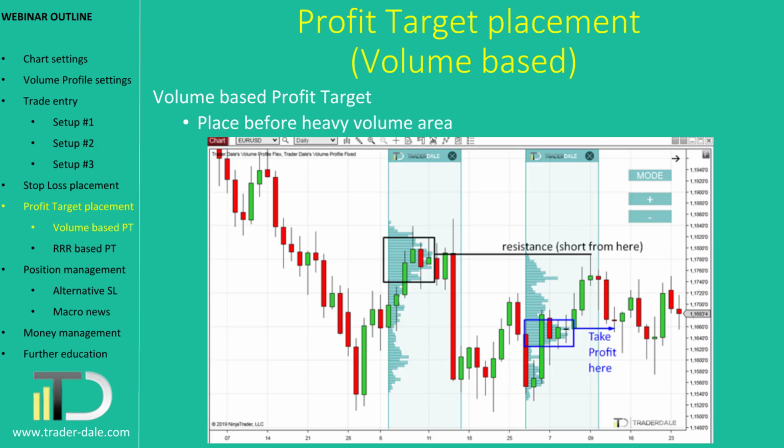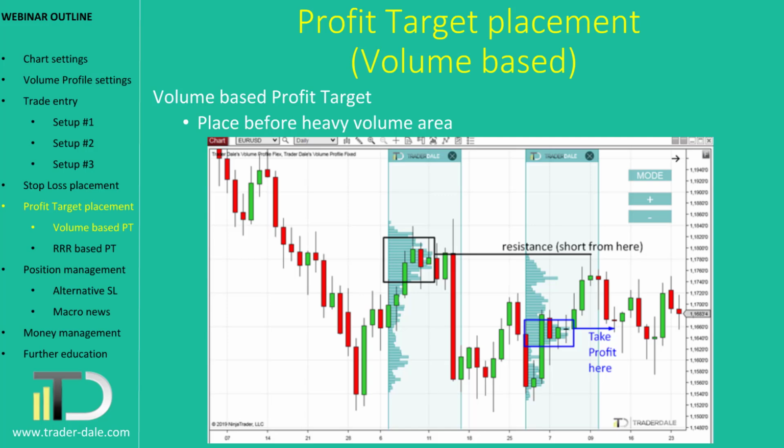So if you look at the picture, again this is the same picture as I used before. Imagine that you are in a short position from the resistance level marked in the chart, and the price is going downwards, you are in green numbers, and you are looking for a place to quit your trade. So you use the flexible profile to look into the pullback movement, to look into the area where the price was going upwards before it hit the resistance.